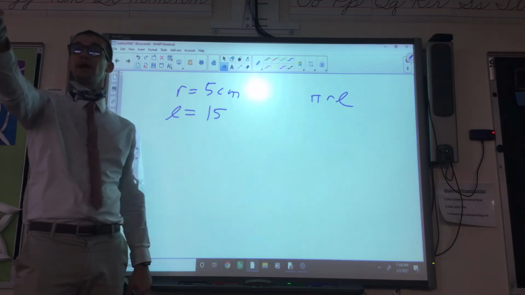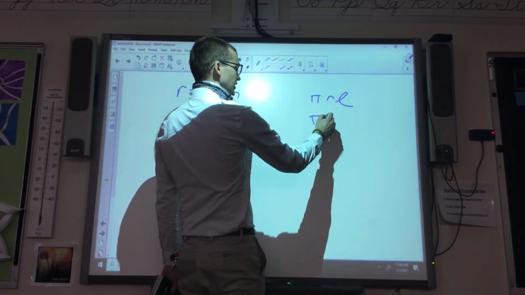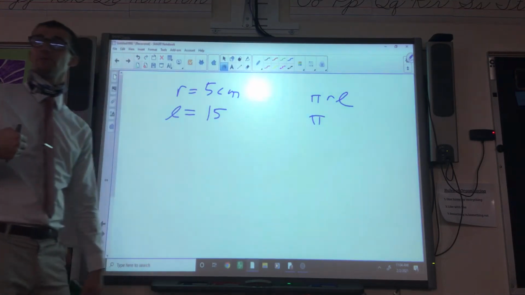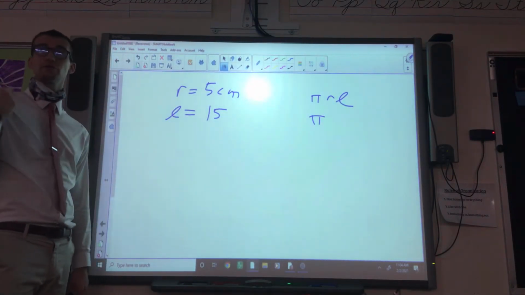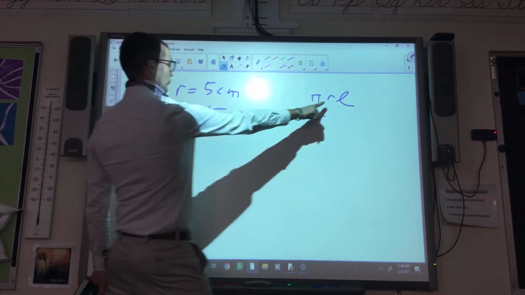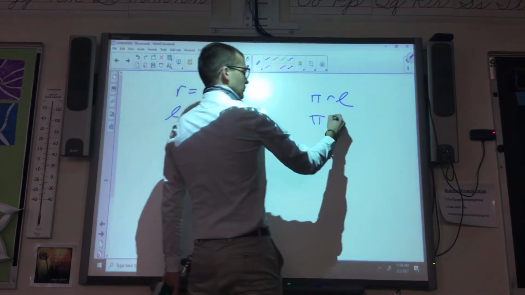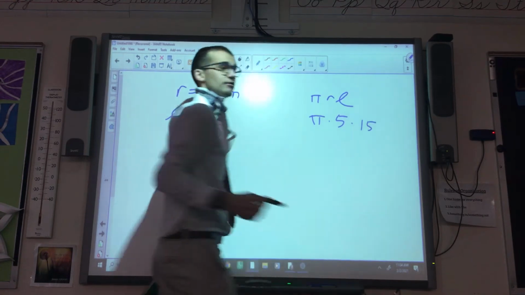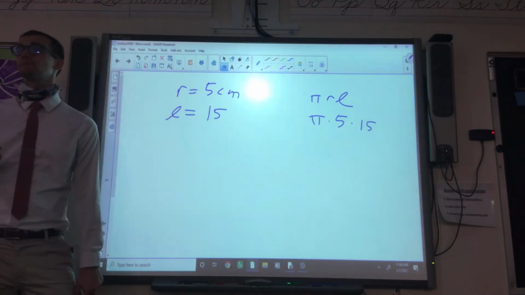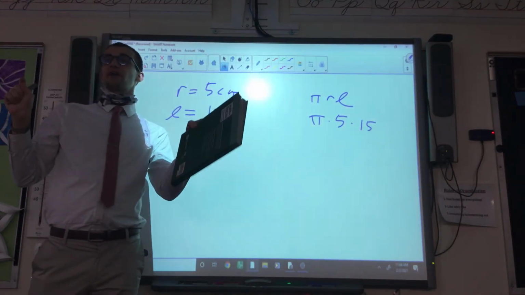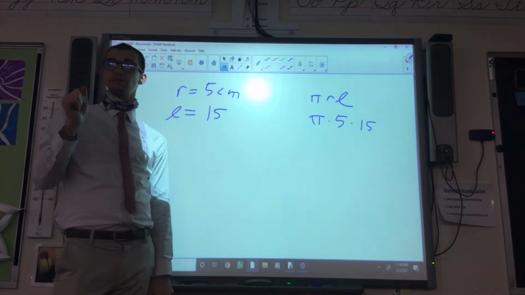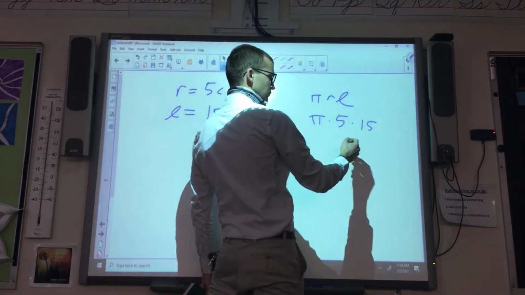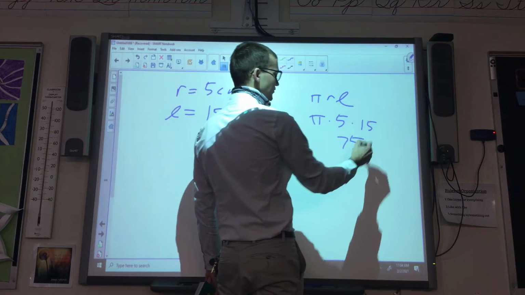Yeah, just use the pi symbol, exactly. So we're going to leave the pi here. We don't replace it with 3.14 or 22/7 or anything else. We just leave it as pi. Radius 5 and slant height 15. 5 times 15 is, break it up, 5 times 10 and 5 times 5. 5 times 10 is 50, 5 times 5 is 25, add those together, you get 75.